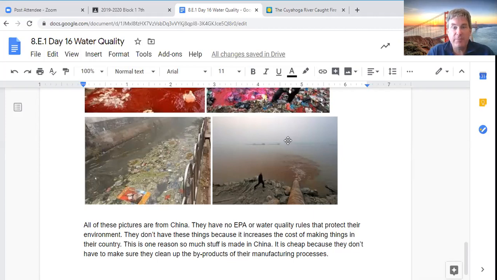See that free air right there on that picture? That's smoke and smog and industrial pollution. That's what free air looks like. You want to breathe that? No. You want to breathe the nice clean air we have here in the United States.